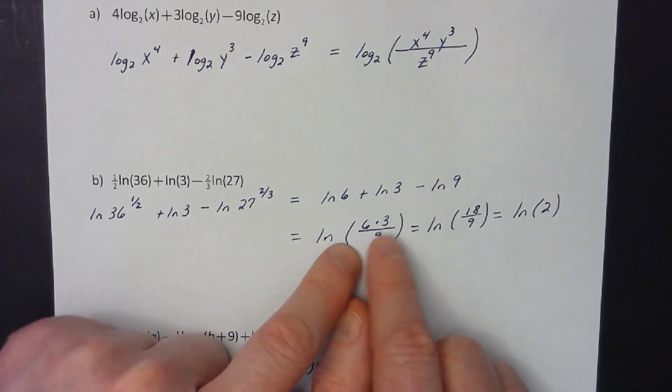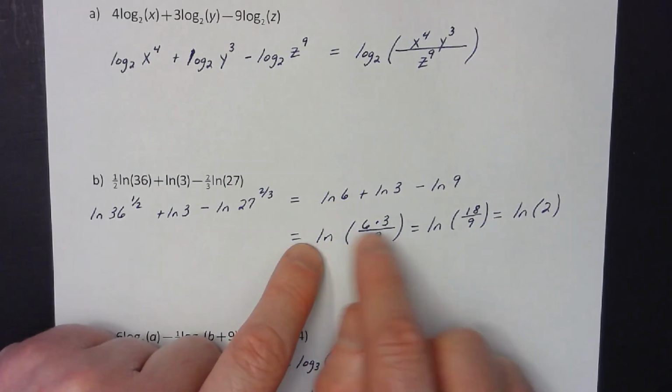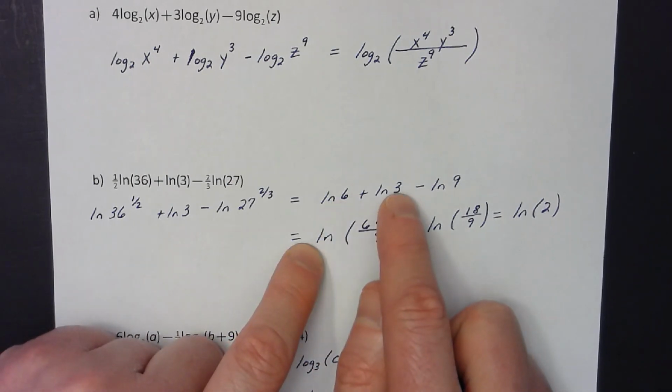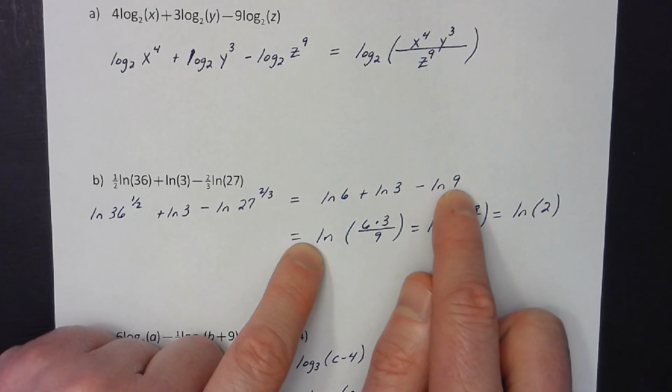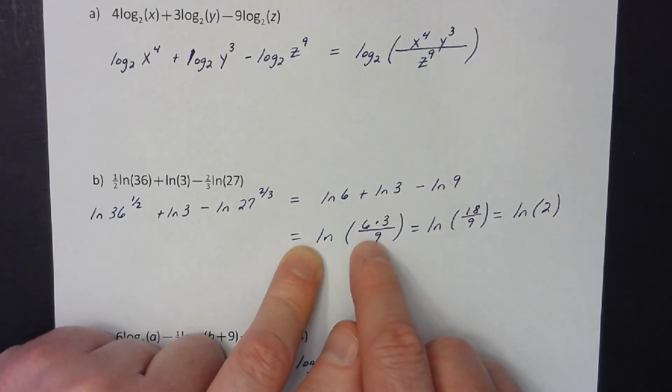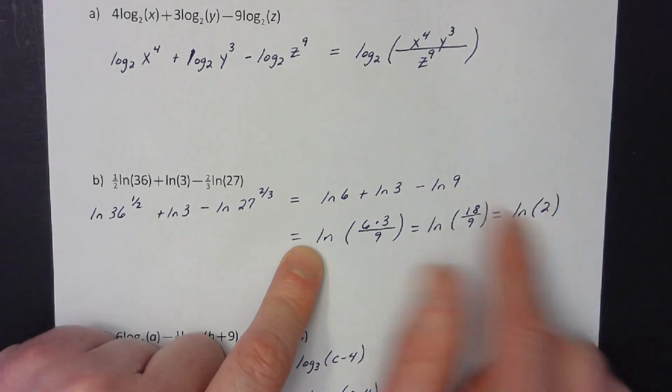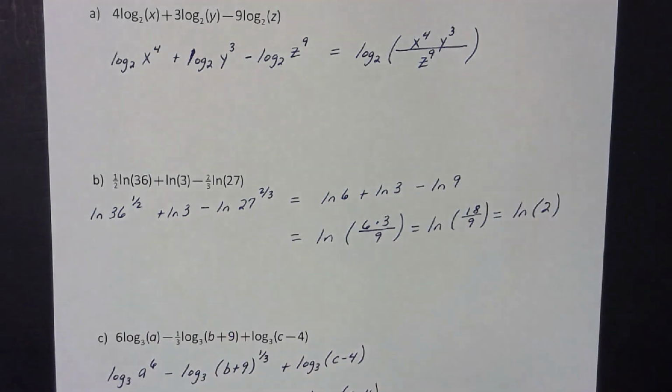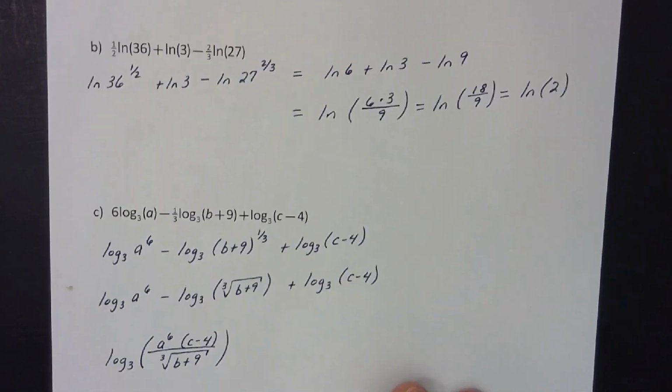Now, whenever we simplify here, we can say this is the natural log. These two terms belong in the numerator as a product. This one's divided in the denominator. So I have 6 times 3 is 18. 18 over 9 is going to give me a 2. This final answer is the natural log of 2. And again, I would prefer just the exact answer as opposed to a decimal approximation there. So I'd leave my answer like that.